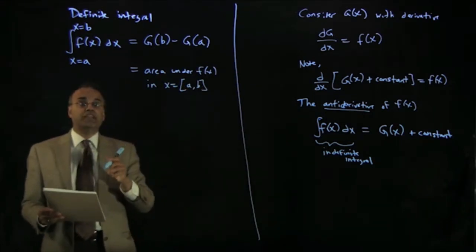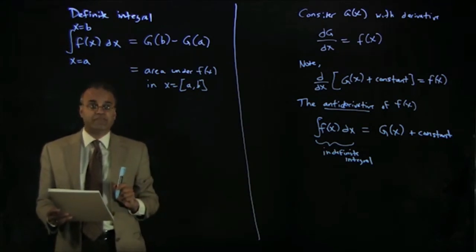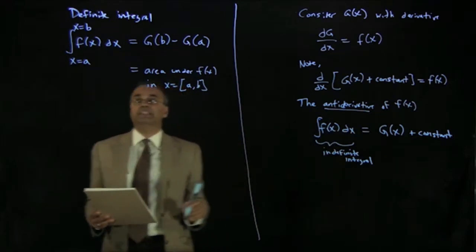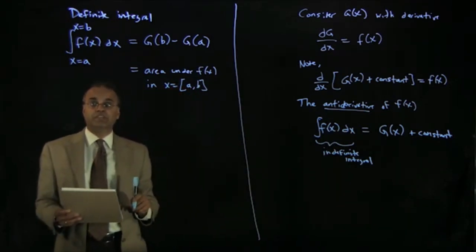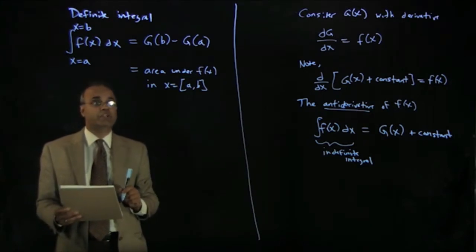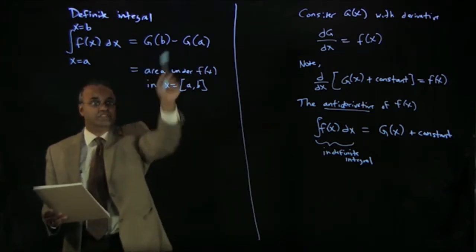Okay? Now notice that there's no arbitrary constant in the definite integral. In the indefinite integral, we have an arbitrary constant. But in the definite integral, that arbitrary constant is determined by setting the integration limits. Okay? So there's no arbitrary constant. We just have this difference.